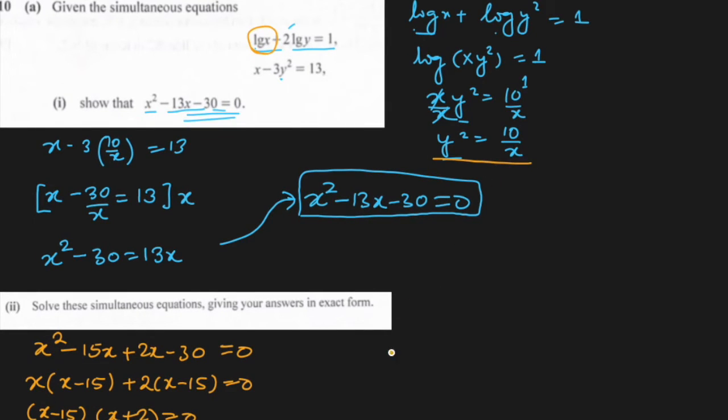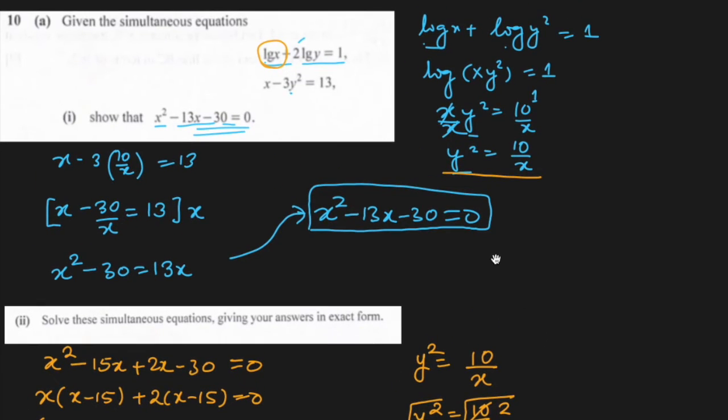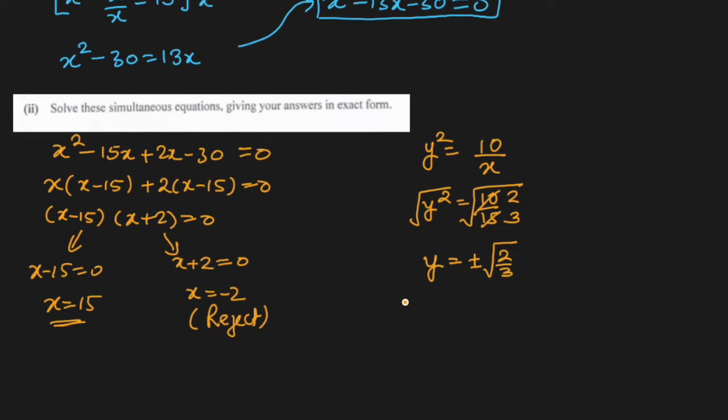And y we already know here. y square is 10 over x, and we got x equal to 15. So y square equal to 10 over 15, which is 2 over 3. Square root both sides. When you square root, we get plus and minus square root of 2 over 3. Again, you can see if you go to the main question, it is log y. So log y cannot be negative. So only the positive value is to be taken, square root of 2 over 3.